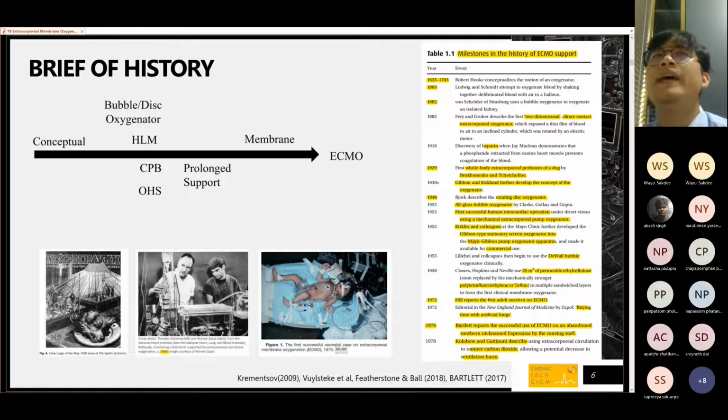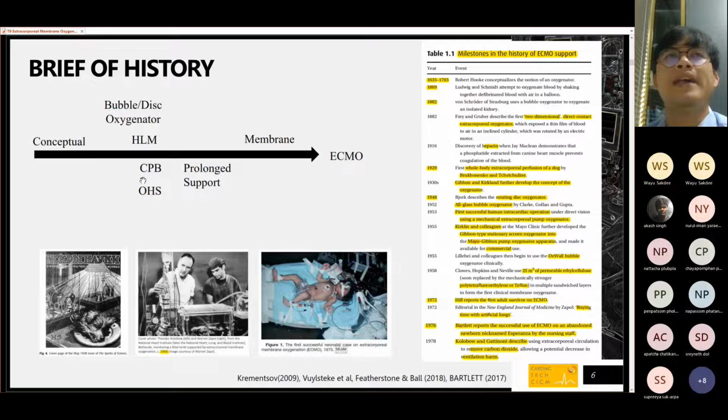Okay. It seemed like a success, but most of the cases were expiring. So it's a sad story, but the best thing they could do at that time was just provide prolonged support and wait and see.